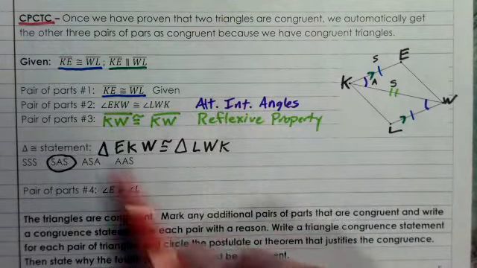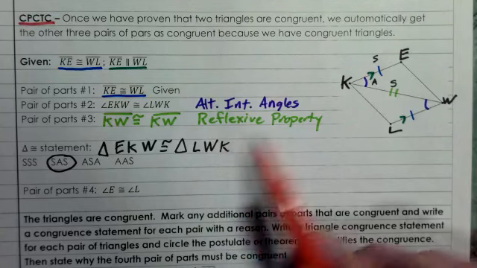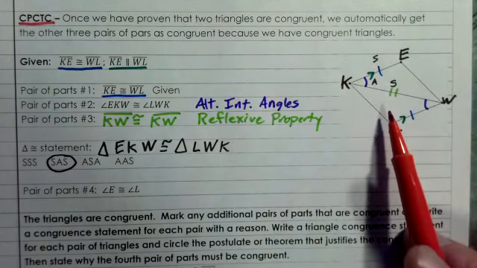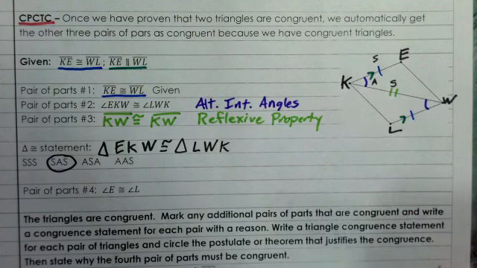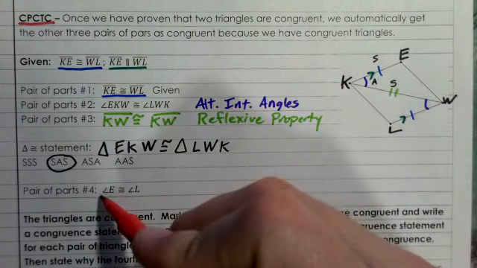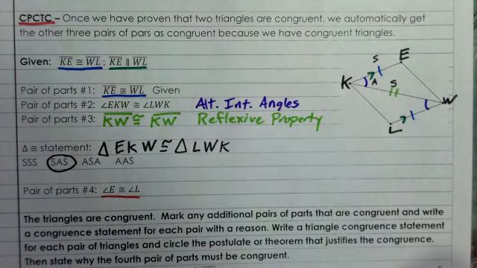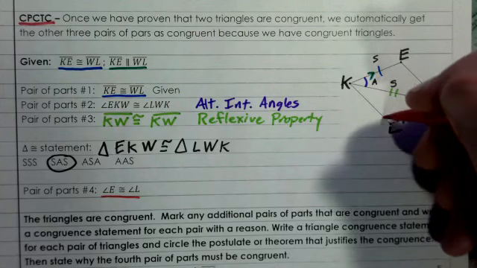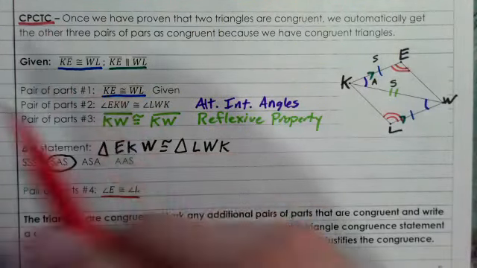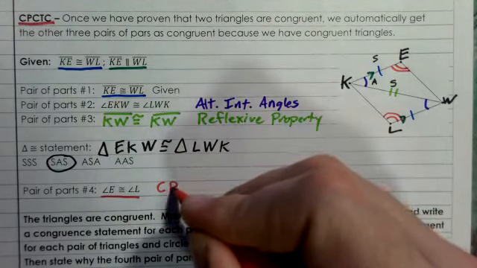Here's a proof that I've done already. I've shown that these two triangles are congruent. But because I showed that these two triangles are congruent, I get everything else about the triangles. Even though I only marked three sides, I'm able to tack on the idea that E and L are congruent according to this idea of CPCTC.